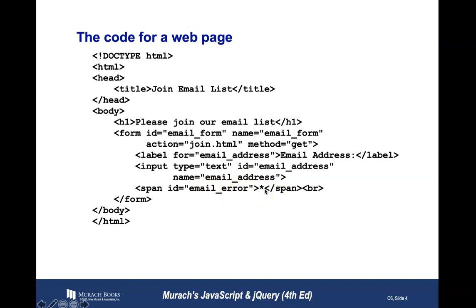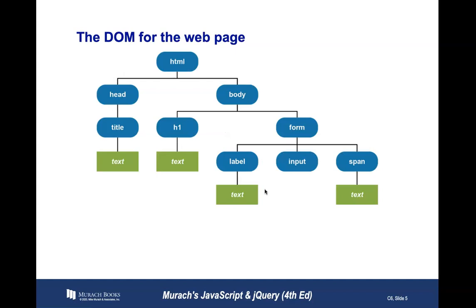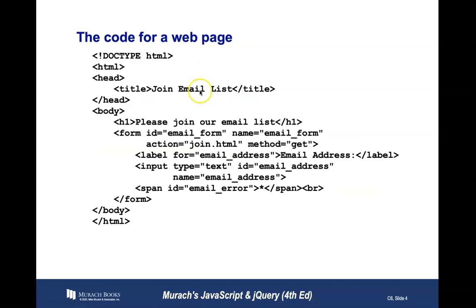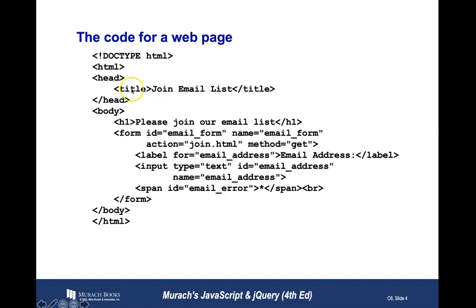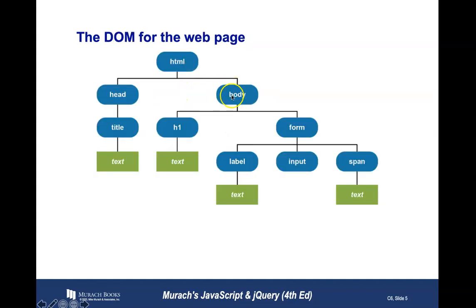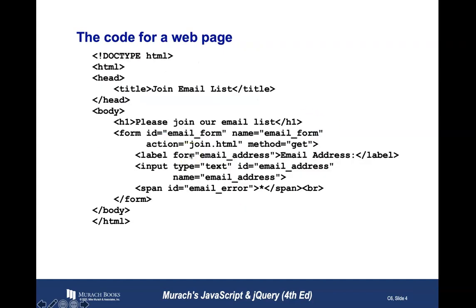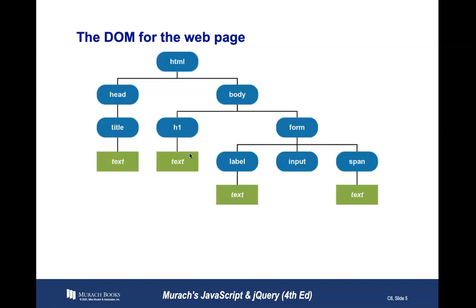So knowing that code, let's take a look at the document object model for that specific web page. And I might toggle back and forth for a second, but we have 2 top-level elements, head and body. That's true because if you look, we have head and body. Below that, we have title, which is a child of the head, and some text, which is a child of the title. In our case, we had join email list as the title. Now, what about the body? Well, we have 2 top-level elements there. We have an H1 and a form. The H1 has text. That text is please join our email list. Then we have our form, which has label, input, and span.